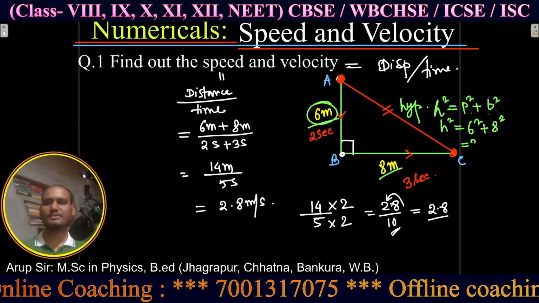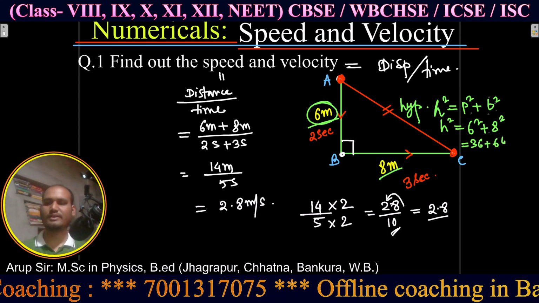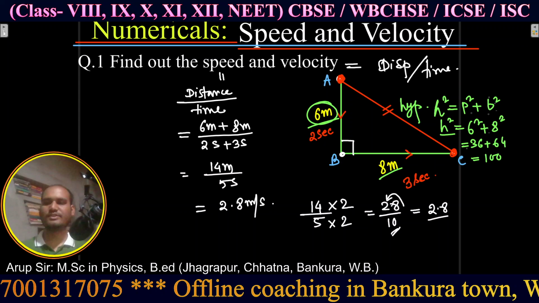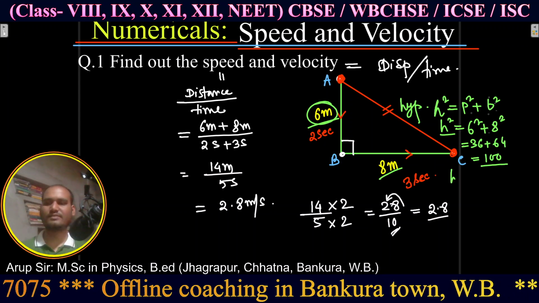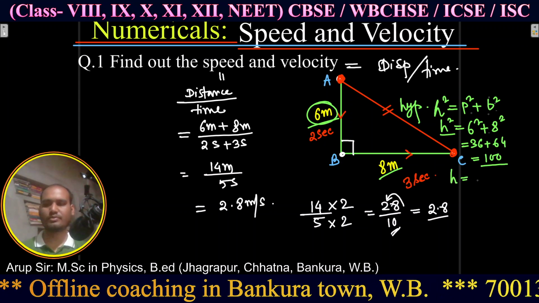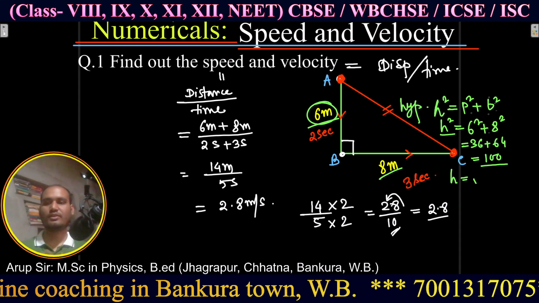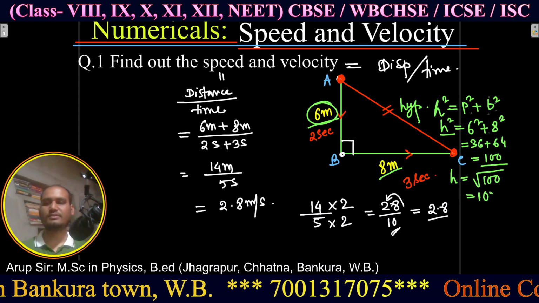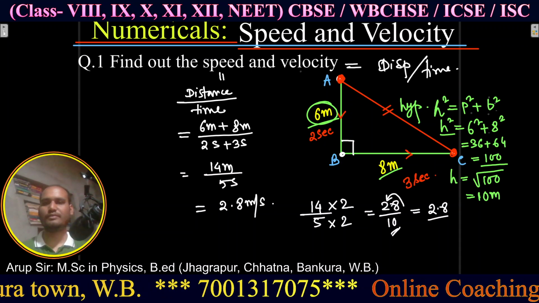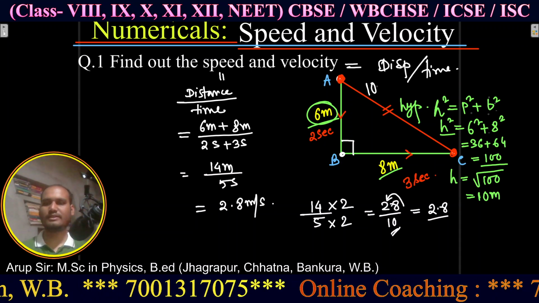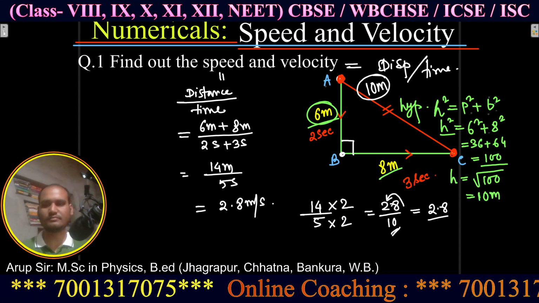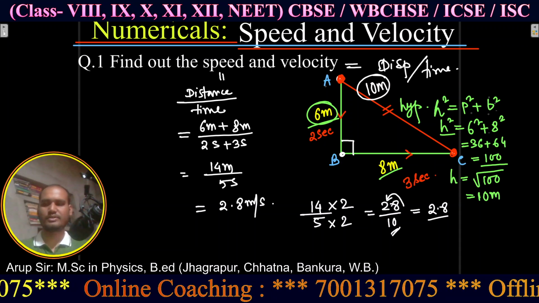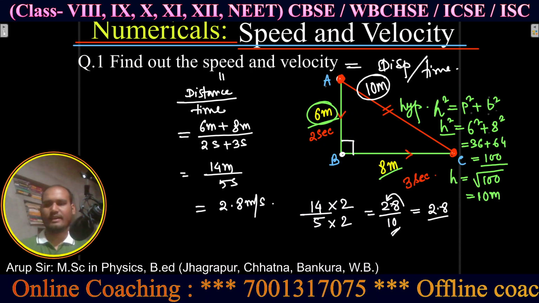6 square is 36, 8 square is 64, so you are getting 36 plus 64, which is 100. Now h square is 100, so what is the value of h, the hypotenuse? The hypotenuse will be root under 100, and root under 100 will give you 10 meter. So we have already calculated the hypotenuse, that is 10 meter. Very simple calculation.